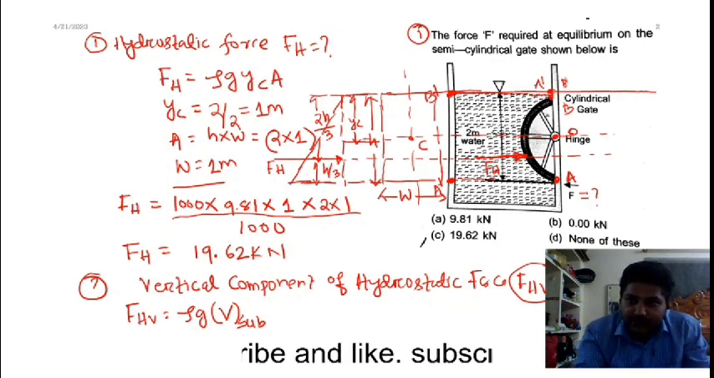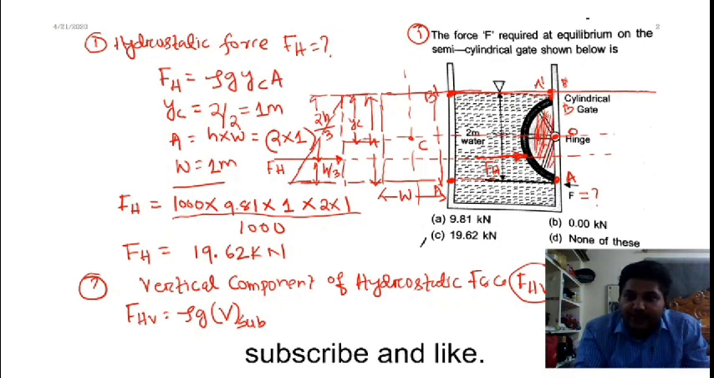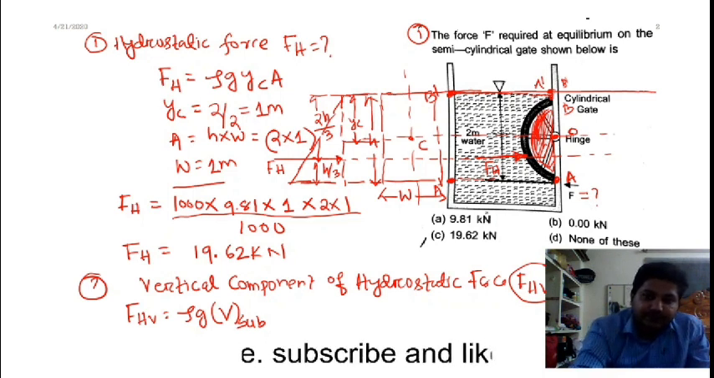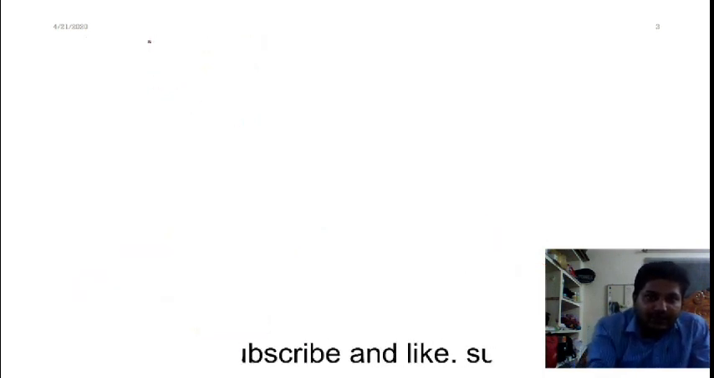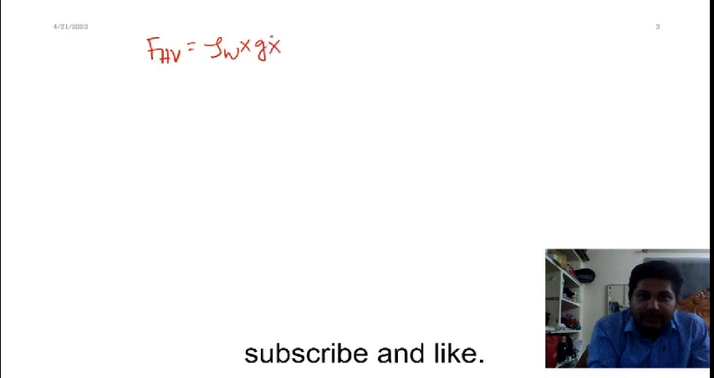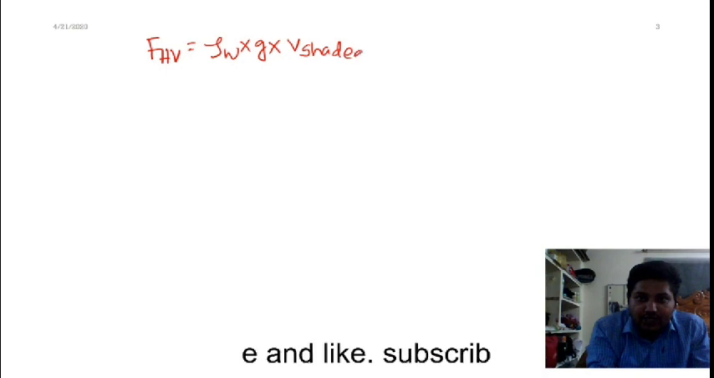Now this is the zone in which we have to find out the vertical component of the hydrostatic force. So now you have to take this area, this is the submerged part. Okay, and you have to find out what is the area of this shaded part. Now the vertical component of the hydrostatic force will be equal to density of the water into g into volume of the shaded part. So this is the volume of the shaded part.